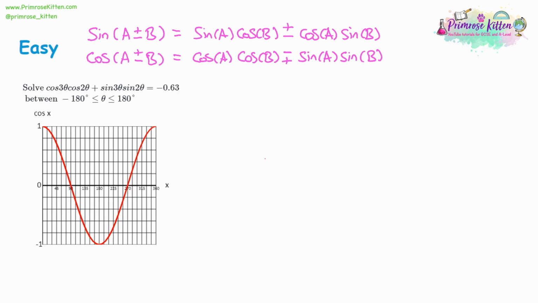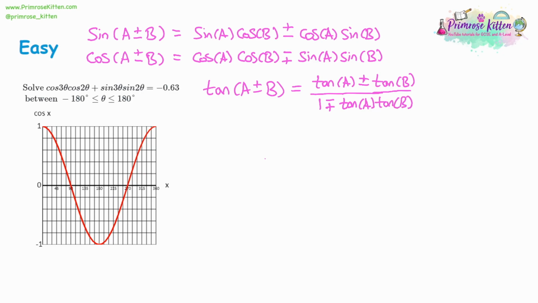There's also one of these for tan. Tan A plus or minus B is equal to tan A plus or minus tan B, all divided by, then we have 1 minus plus. That means it's going to be the opposite sign. So for the numerator, it's the same sign. For the denominator, it's the opposite sign. And then it's tan A multiplied by tan B again.